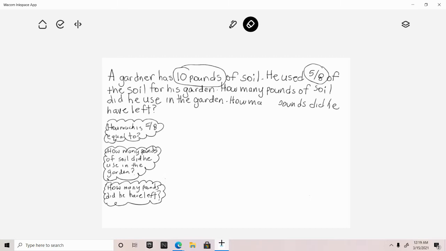We're going to look at this problem again about the gardener, and we're going to do it a different way. We're still going to use a model. However, we're going to do a different representation of the amount of soil that the gardener used and the amount of soil that he has left.